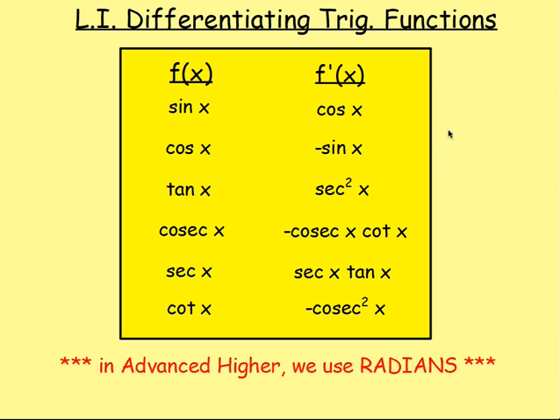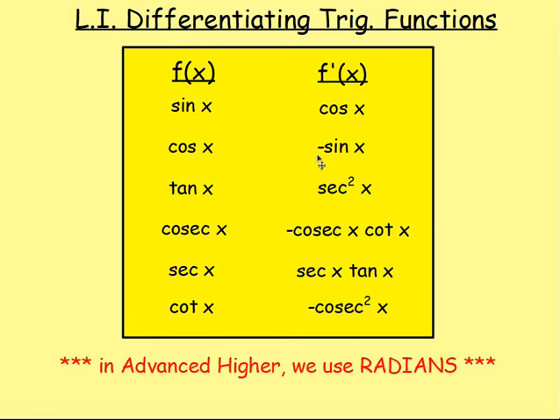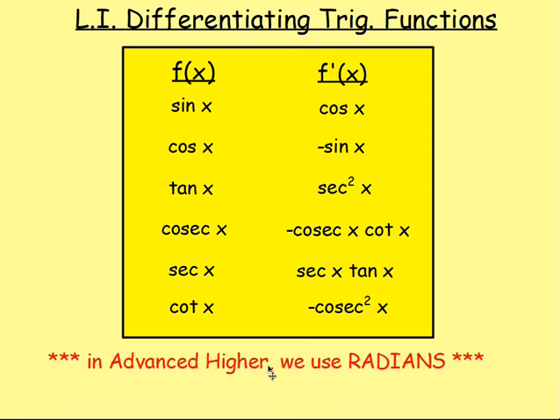But really what we need to do is differentiate sine, cos and tan and cosec, sec and cot. And this is given in the exam. You are given this, so you know already sine, if you differentiate it, you get cos. Cos differentiate, you get negative sine. Tan differentiate, sec squared. Cosec x, differentiate that, you get negative cosec x cot x. Differentiate sec, you get sec x tan x. And differentiate cot, you get negative cosec squared. And remember, in advanced higher, you use radians, okay?